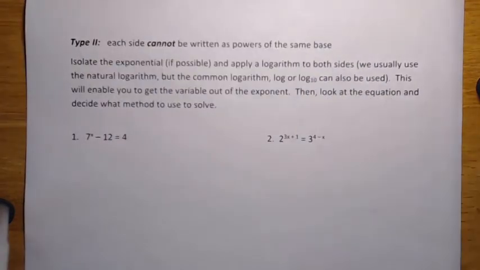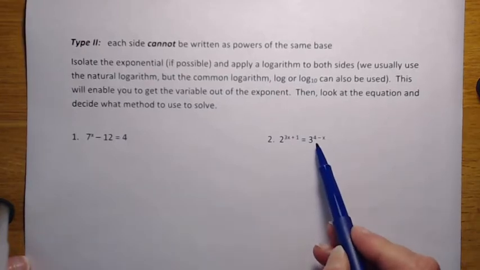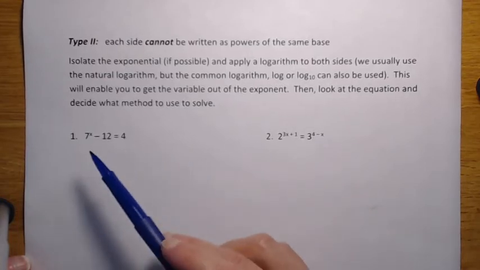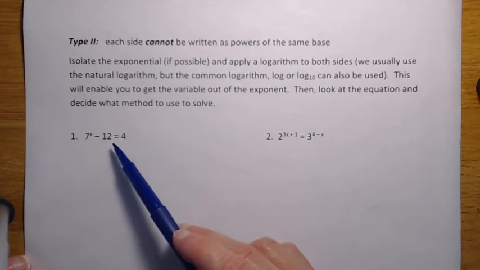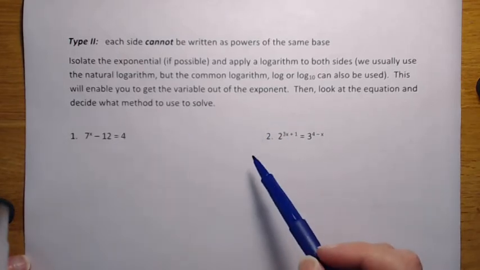Okay, so then type 2 is when each side cannot be written as powers of the same base. Again, you can see my examples here. I have a base 2 and a base 3. There's nothing I'm going to be able to do with that. Same thing here. I have a 7^x, I have a minus 12. I have to add to the other side, but it's not going to be written as a common base.